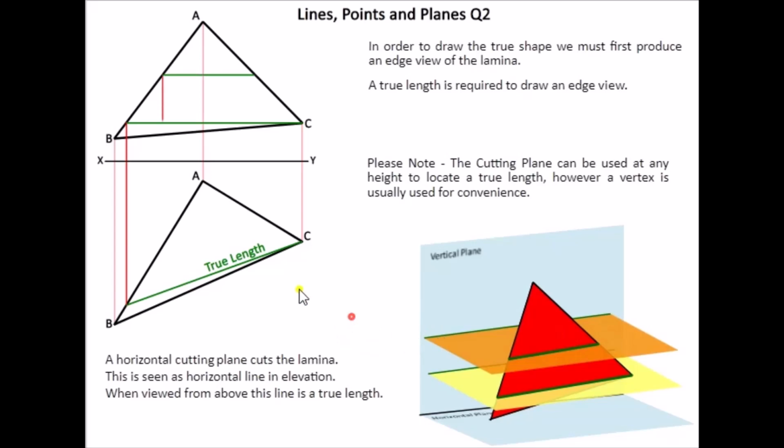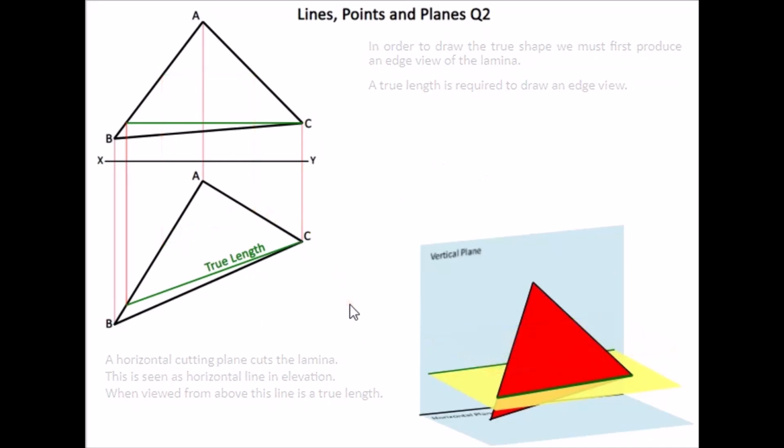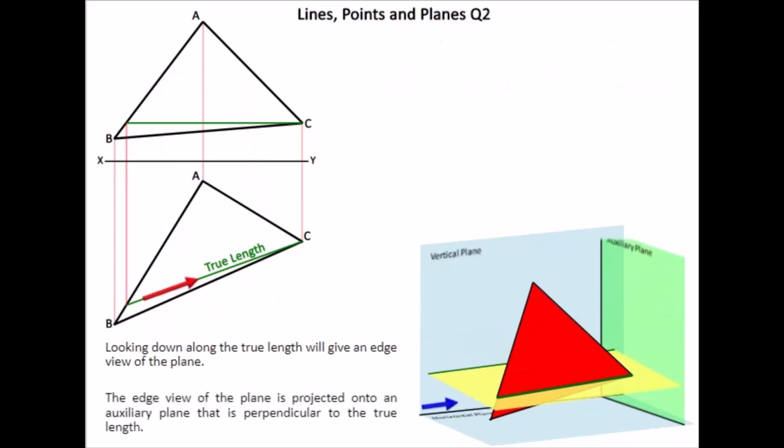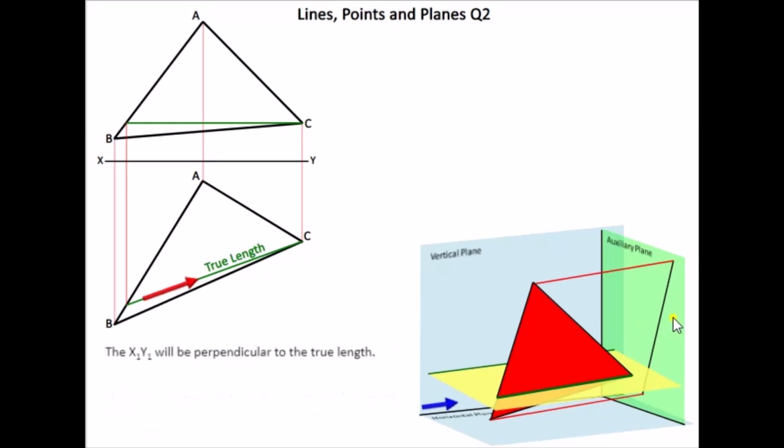What we're doing here is another line taken across to prove the same thing again. This would be a true length as well. So if we go with the original true length here, look up along our true length. In the 3D graphic here, we're looking along this line here. When we look along this line, we're seeing this triangle as an edge view.